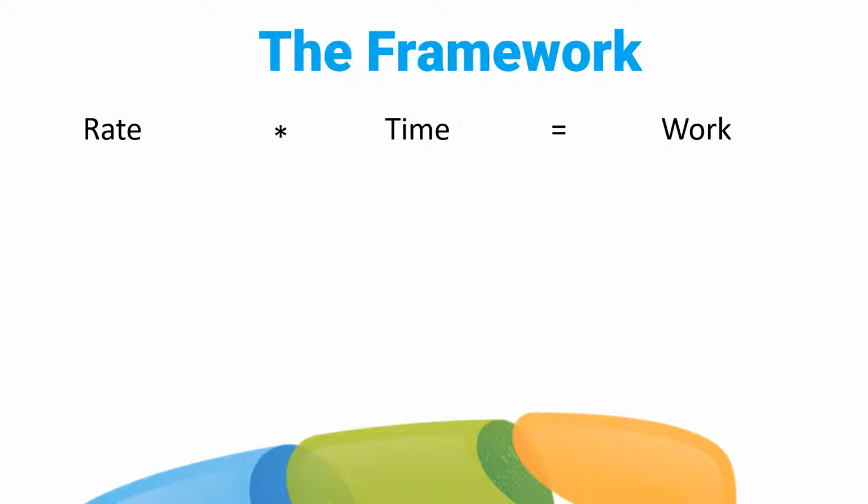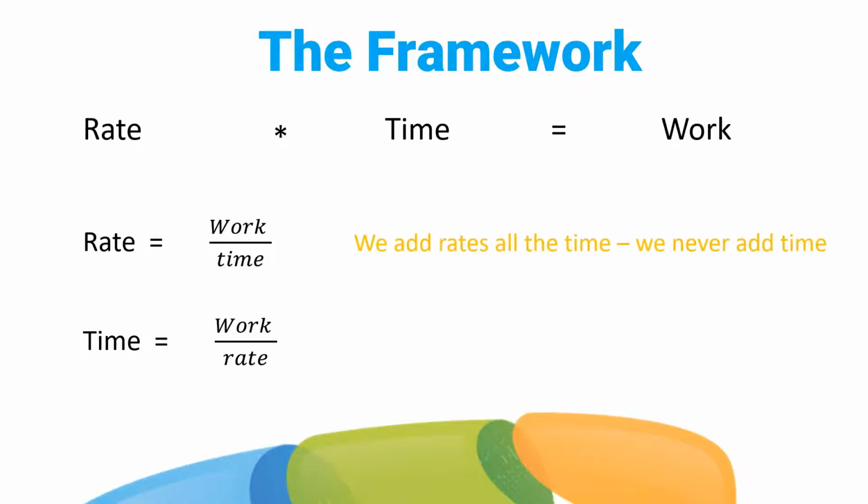Now, there's also two other formulas that fall right out of the algebra here. If rate times time equals work, then that means that rate must equal work over time, and time must equal work over rate. Two other things are really important in work rate problems. The first is, in work rates, we add rates all the time, but we almost never add time. Also, if you're in a work rate problem and you're not real sure what's going on, always get everyone's rate. If you can get everyone's rate, you're in a pretty good position to be able to get the question right.